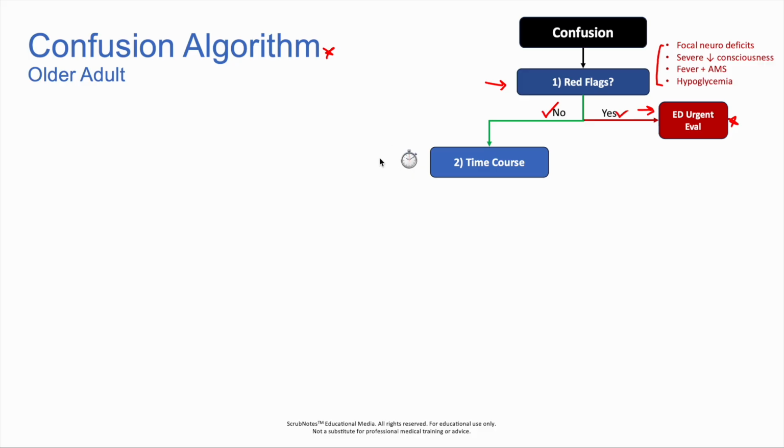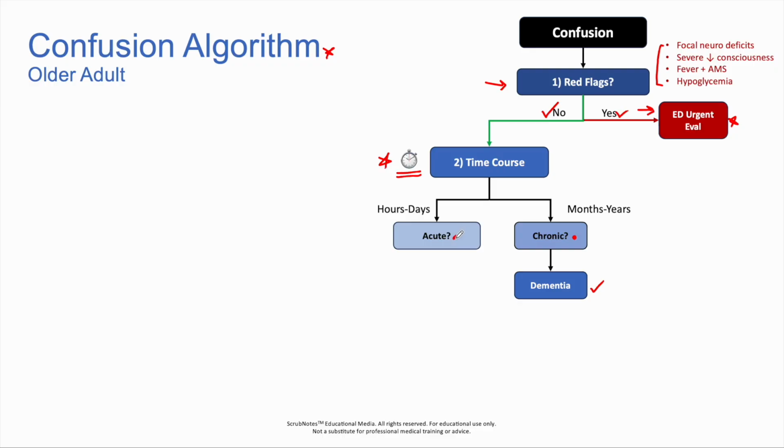Remember in the beginning of the video when I said there's a key diagnostic fork? Well, this is it, time. So if the patient's experiencing chronic symptoms like months to years, that leans more towards dementia. But if they're experiencing confusion over hours or days, it's more acute, and that's more indicative of delirium.